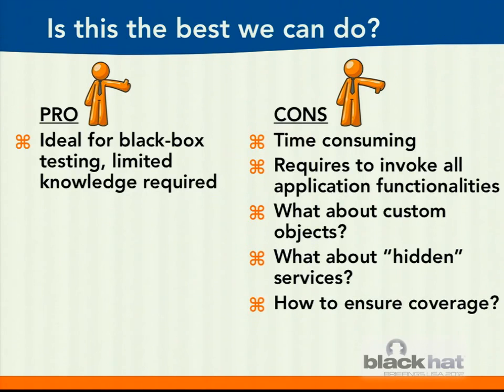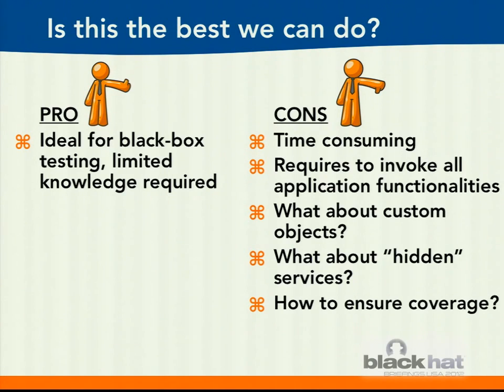To summarize, the techniques presented so far are quite good for black box testing because they basically do not require knowledge of the target. However, they are time consuming. If we want to enumerate all endpoints and operations, we need to browse the Flex application, use all functionality, try to trigger every possible option, then dump the traffic and enumerate the endpoints. That's time consuming. And then there are also several questions. How do we handle custom objects sent over the wire by the Flex application?